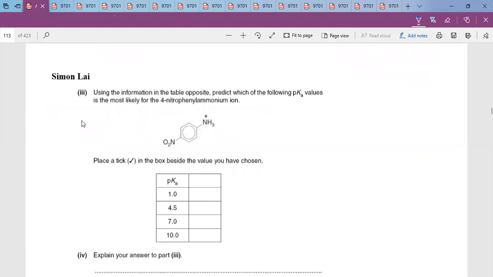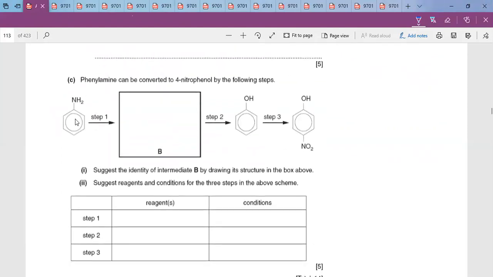Okay, 113 down here. See, phenylamine can be converted to, now this is your phenylamine, okay? Remember, it's a primary amine. We're not talking about secondary or tertiary, they should not ask you, but if they ask you, then you better wake up. If it's a secondary amine or tertiary amine, they will ask you only for basicity, right? Not for this reaction. Okay, it can be converted to 4-nitrophenol. Why 4? Because when they use the last word here, phenol means the mother, the root.